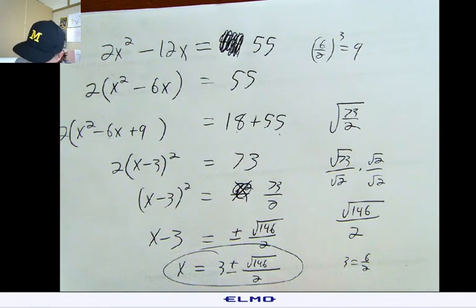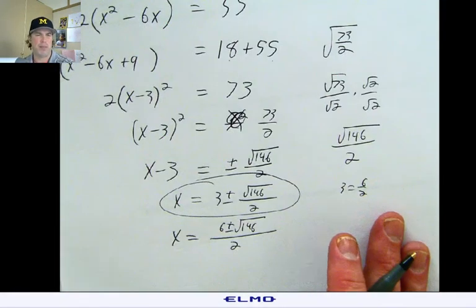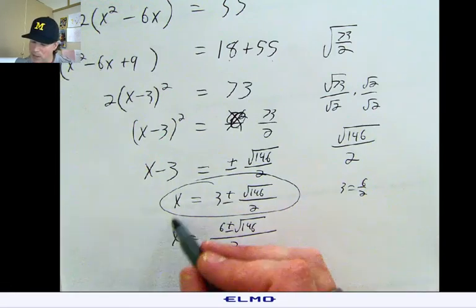But if you want to take it a step further, you could say 6 plus or minus square root 146, all of that over 2. That might be a better answer. But I'm actually fine with both.